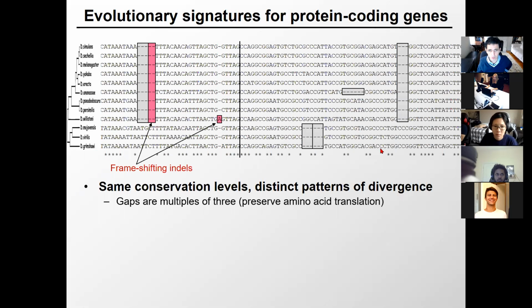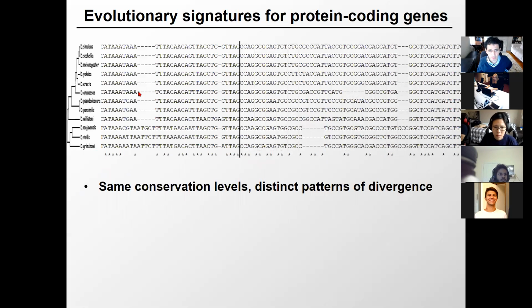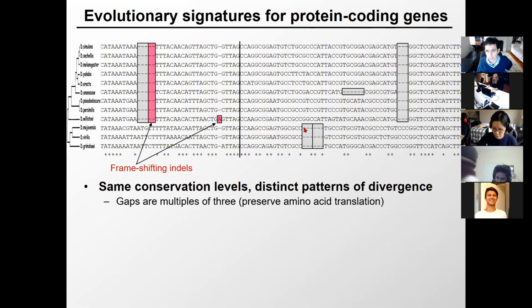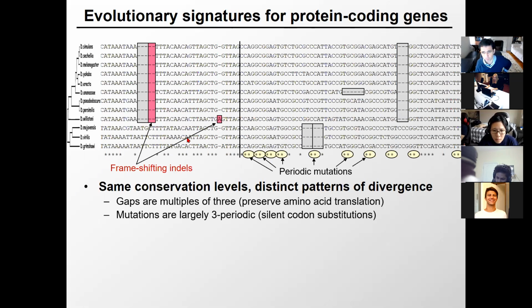The first signature is in the gaps. If you look at the gaps here, these are length 5, and that's length 1. That's not the kind of gaps you would expect in a protein coding region. By contrast, this is a gap of length 6, 6, and 3. And the reason for that is that within protein coding regions, you want to preserve the reading frame of translation. Whereas here, there's no constraint for preserving the reading frame.